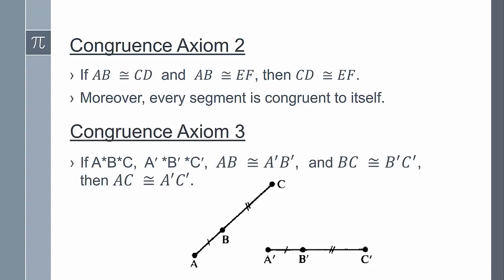Congruence axiom 3. If B is between A and C, and B prime is between A prime and C prime, and segment AB is congruent to segment A prime B prime, and segment BC is congruent to segment B prime C prime, then segment AC is congruent to segment A prime C prime. This axiom also replaces a common notion since it says that if congruent segments are added to congruent segments, the sums are congruent. Here we mean adding to mean juxtaposing segments along the same line.